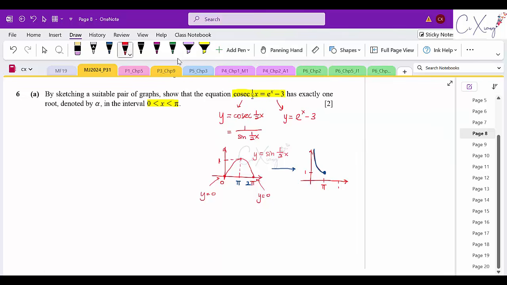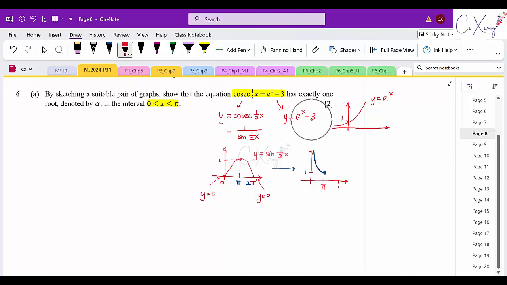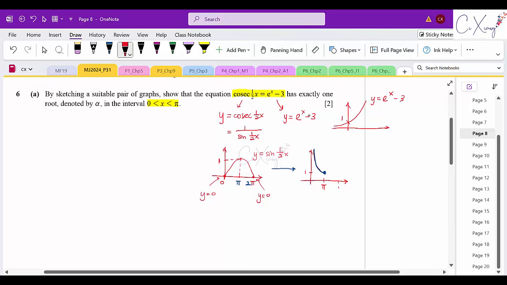Okay, so for e power x minus 3, I start with the original graph for e power x first. For e power x, the graph will look something like this, where it will always pass through 1 at the y-axis. So the y-intercept is always 1 for e power x. And after that, I have minus 3 outside the basic function. So when I have minus 3 outside, that means I'm going to shift the graph down by 3 units.